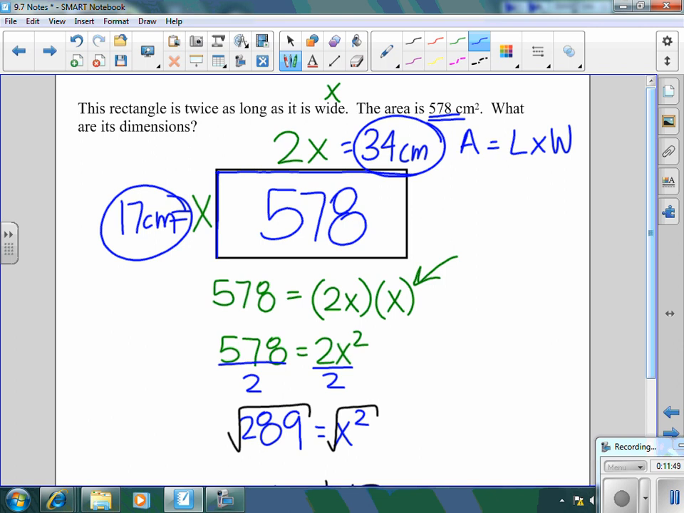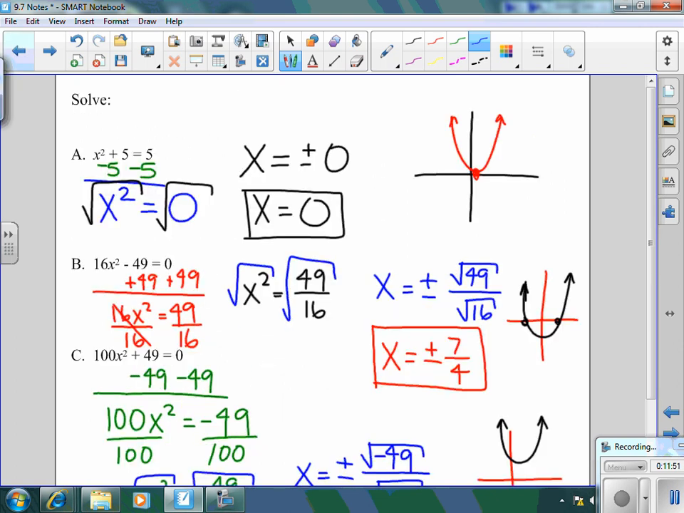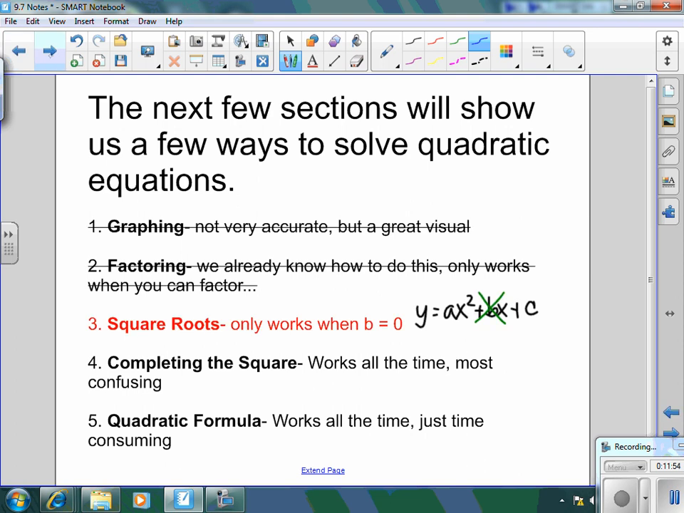So, square roots aren't that bad. The next one, completing the square, is pretty tough. So, graphing, factoring, square roots. We only got 2 more, and then we know all the ways to solve a quadratic equation.